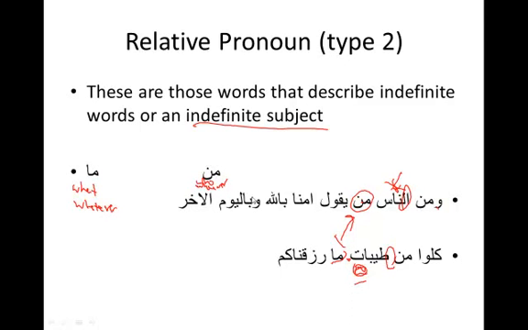So without confusing you further, inshallah, you can review these. Focus more on type one: alladhi, allati, alladhina, and allati. Because these are just there for, they don't really have a particular use in grammar, but you can just categorize them as relative pronouns.